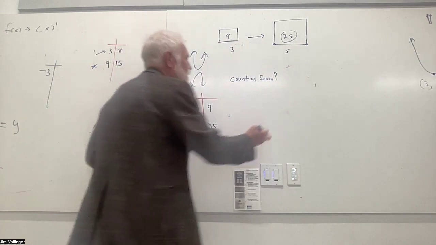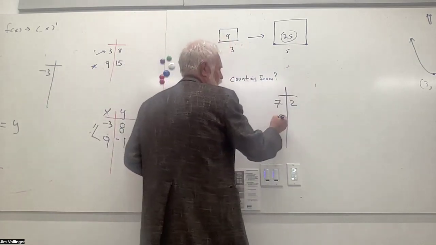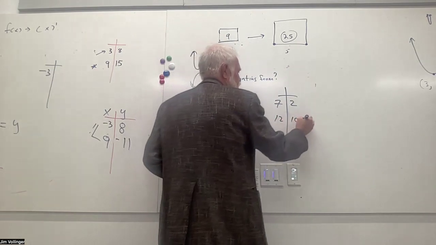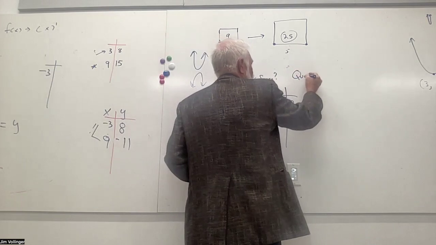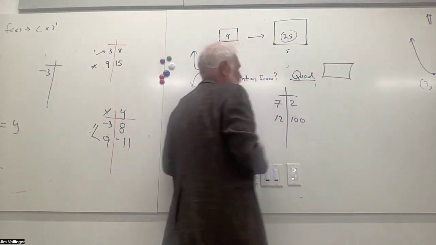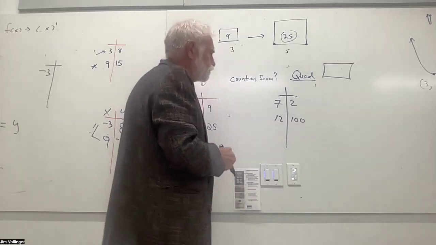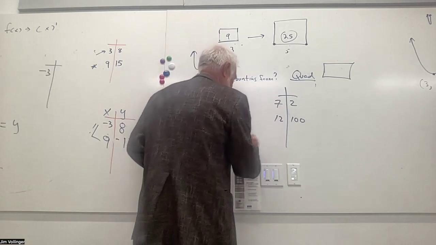So let's just randomly pick some numbers. Let's say a 7 gets you 2 and a 12 gets you 100. And what are the 4 steps for quadratic change? Quad, 4 sides of a rectangle. In this case, we're working with squares. Step 1. Let me write this down here.